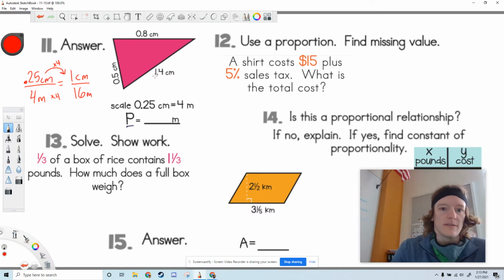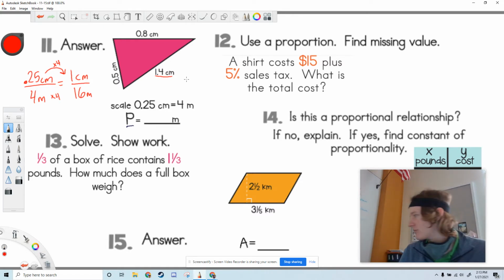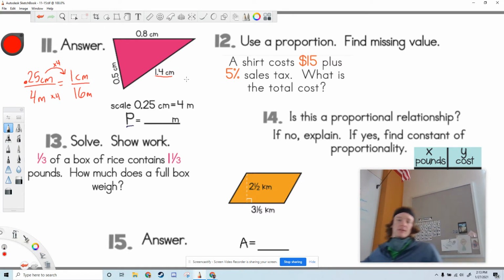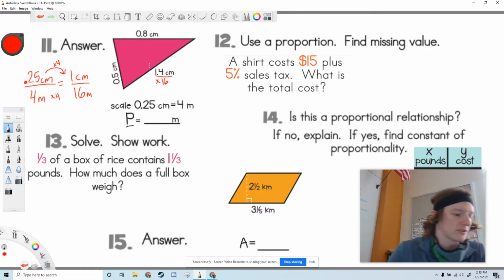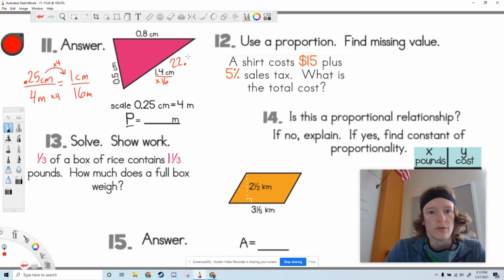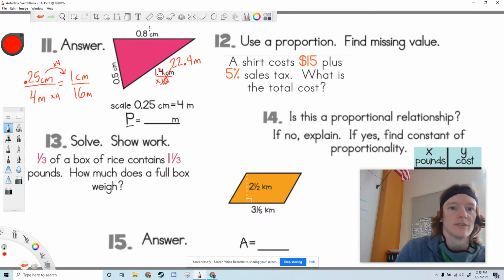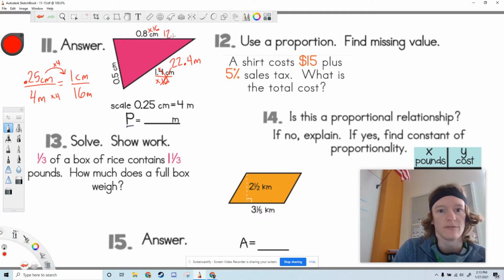So if this is 1.4 centimeters, we need to do a little bit of multiplication. We need to say, well, 1.4 times 16 will give us this actual length. So 1.4 times 16 is 22.4 meters. Okay, that's what our conversion rate is. Every 1 centimeter is 16 meters. So we'll do this one times 16 as well. 0.8 times 16 will be 12.8. And a half of 16 is going to be 8.